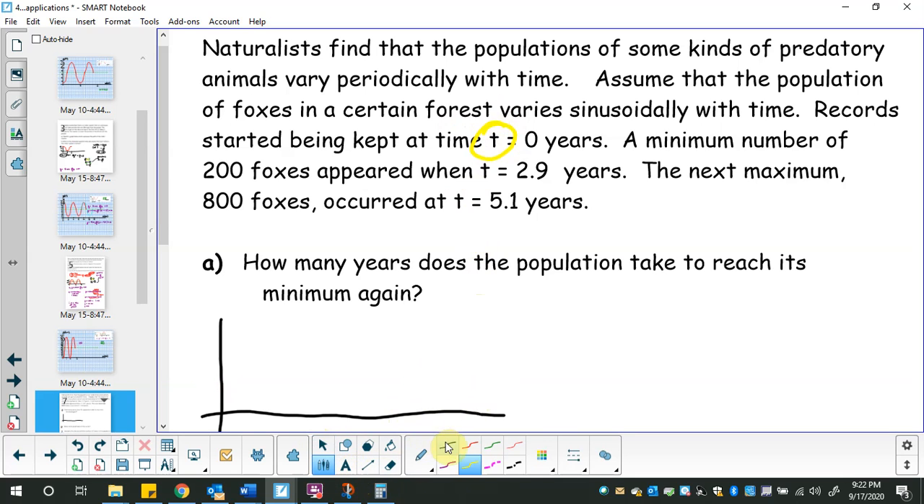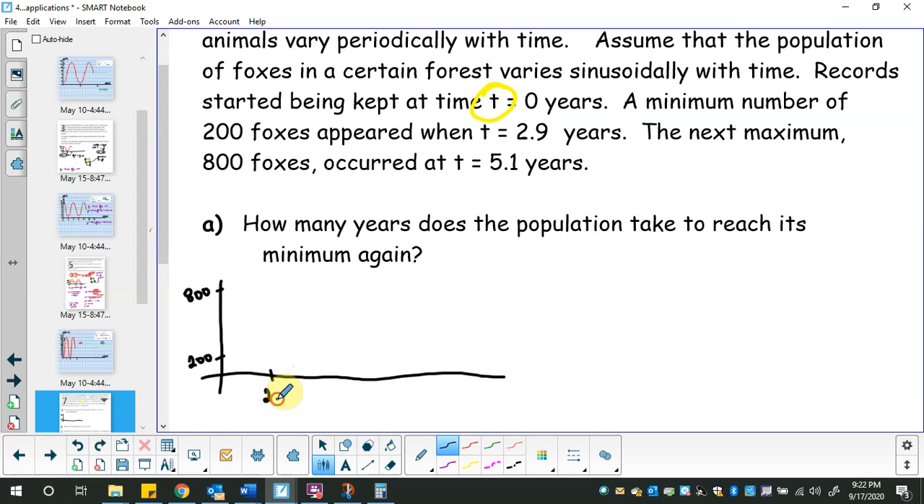So this says that the minimum number of foxes was 200 and the maximum number of foxes was 800. The minimum happened at the 2.9 year mark after the study was started, and the maximum happened at 5.1. So far, this is the minimum, and this is the maximum.